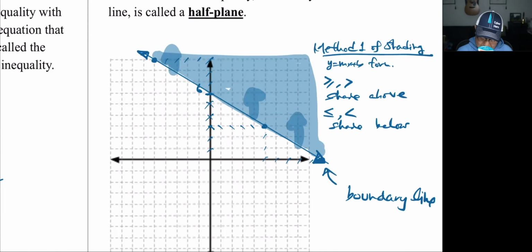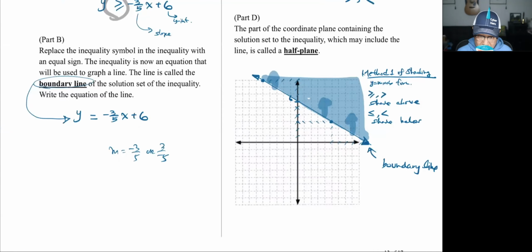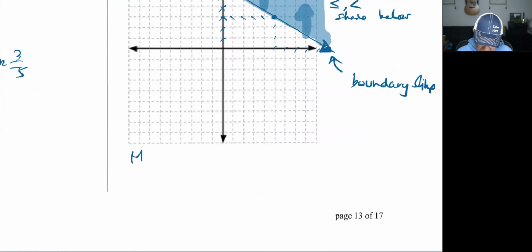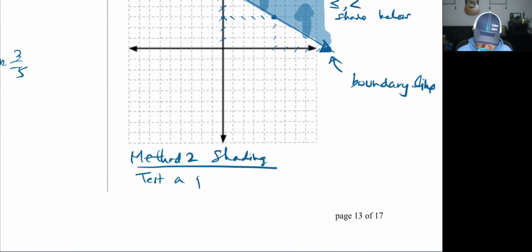Okay. Now there's a second method, and that's a toe dipping approach. I don't know what to call it, so method 2 of shading, let's put it over here, guys. And I actually prefer doing this. We simply test a point. Any point on either side of the boundary line. And I like to choose the easiest point possible. And the easiest point is what? 0, 0. If 0, 0 happens to be on a boundary line, I'll choose 1, 0 or 0, 1, right?